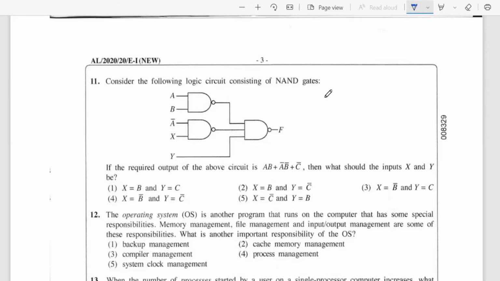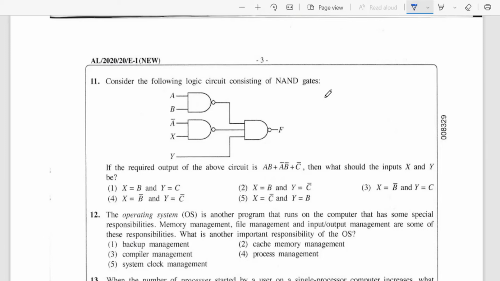Students, now I'm going to discuss the A-Level ICT 2020 MCQ paper from the 11th question. I'm doing this in English medium to help students studying in English medium, and I will also give some explanation in Sinhalese, as requested by most of the students. The first 10 questions I discussed in my previous video, so now I'm going to start from the 11th question.